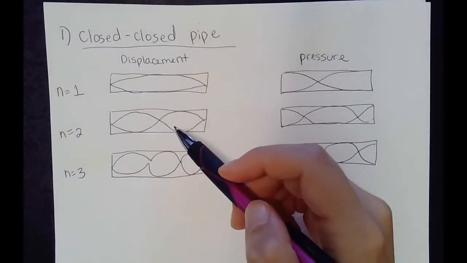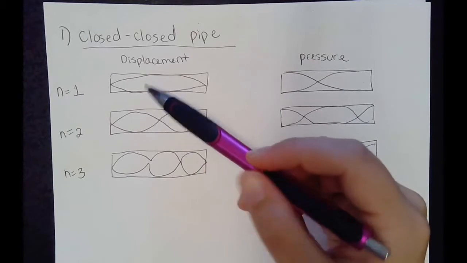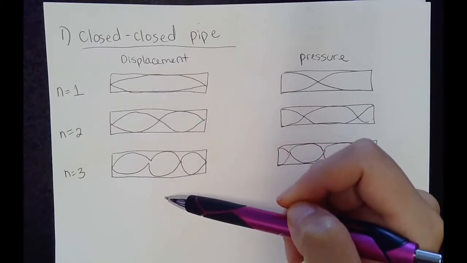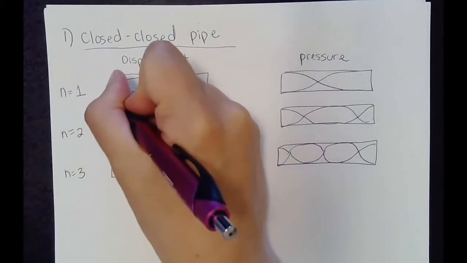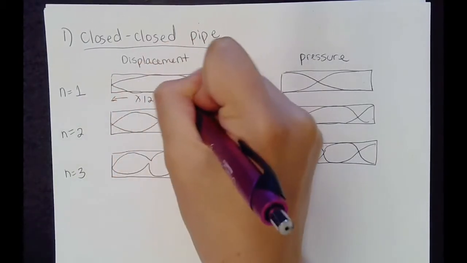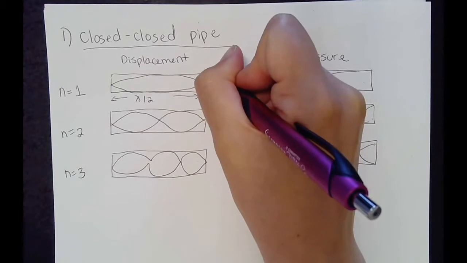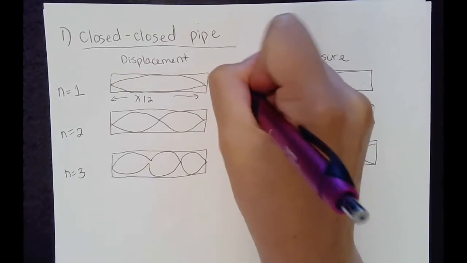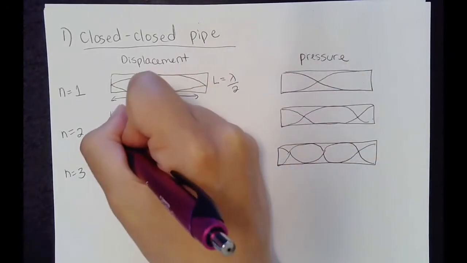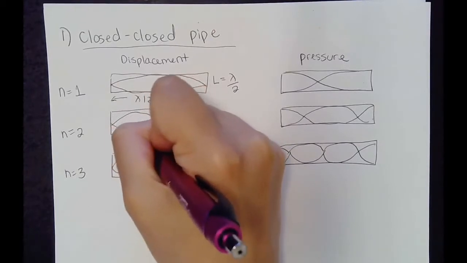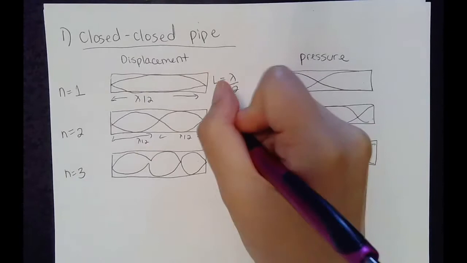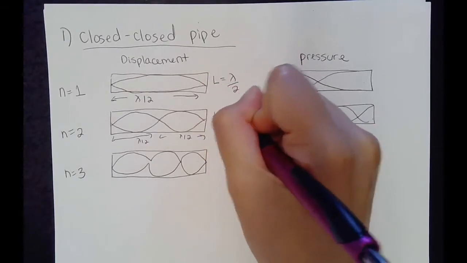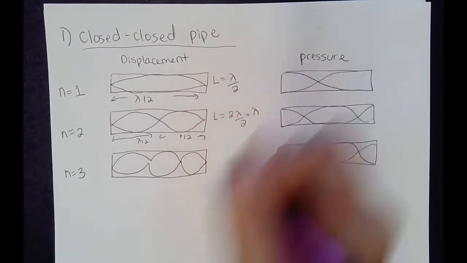Okay, I've drawn this again for a closed pipe. So again, we have our displacement patterns here. And let's just look at them to count out the wavelengths. So still between a node and a node, that's half a wavelength. So here we have L equals lambda over 2. And then here we have two half wavelengths. So we get L equals 2 lambda over 2, or just the wavelength.